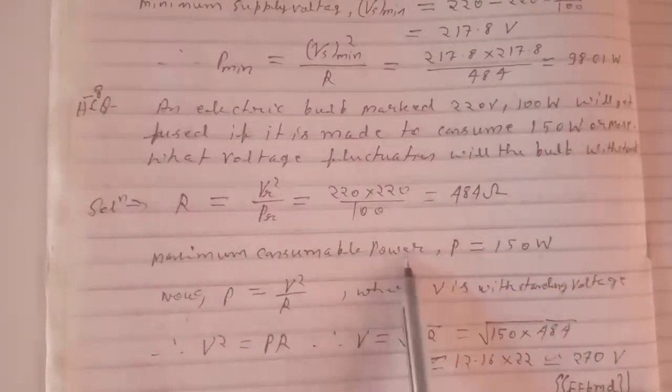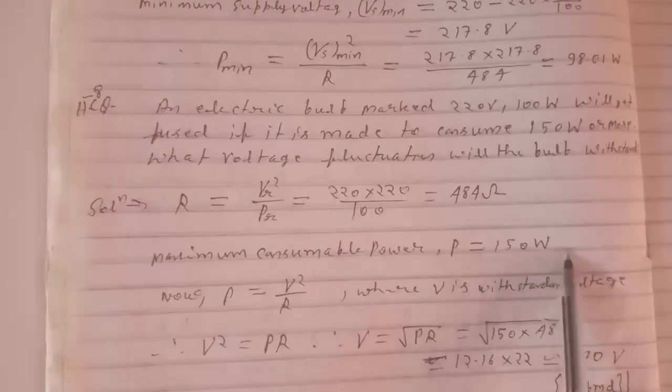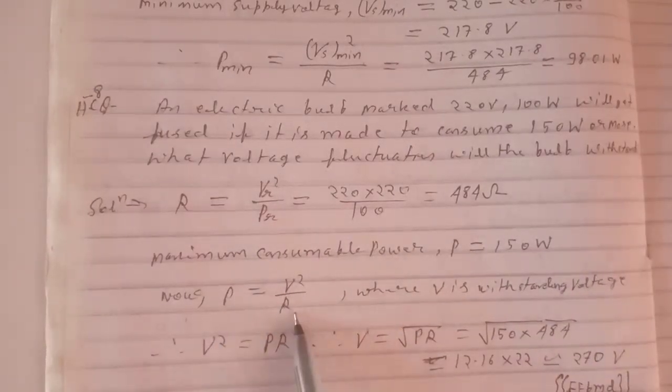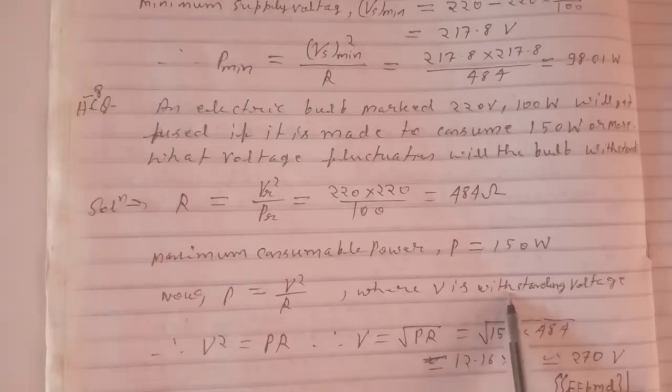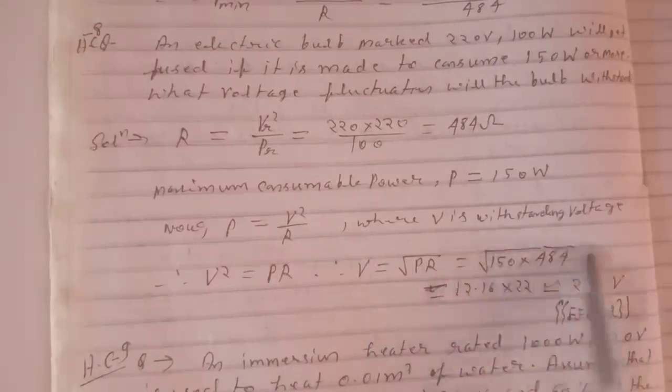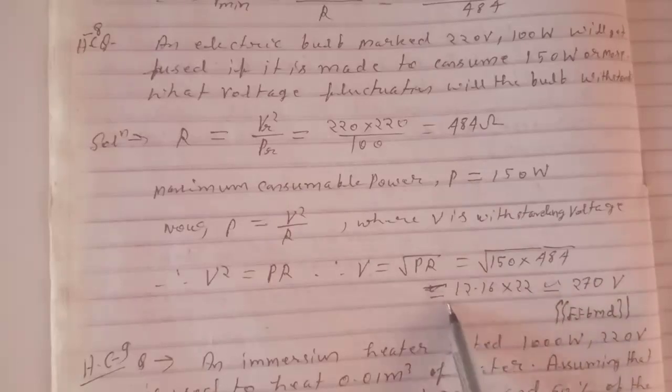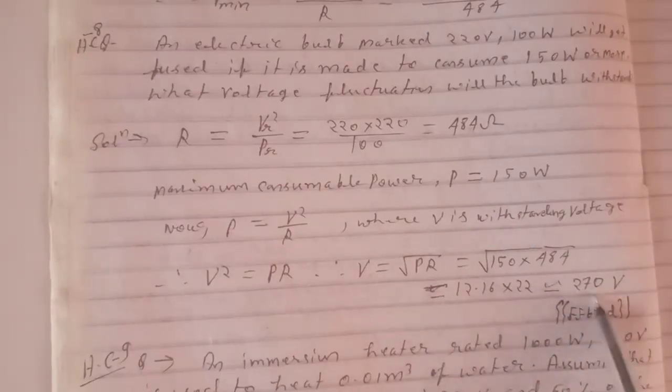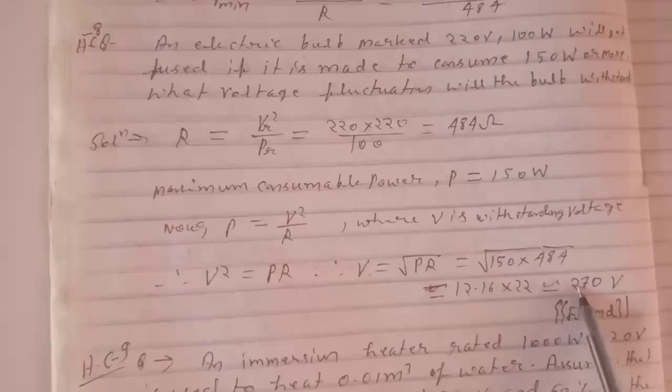Now the maximum consumable power is given as 150 watt. Now P equals V squared by R, where V is the withstanding voltage. Hence V squared equals PR, or V equals square root of PR, square root of 150 into 484. Solving, we get 270 volt. So the maximum withstanding voltage is 270 volt. So the bulb can withstand 270 volt of supply voltage.